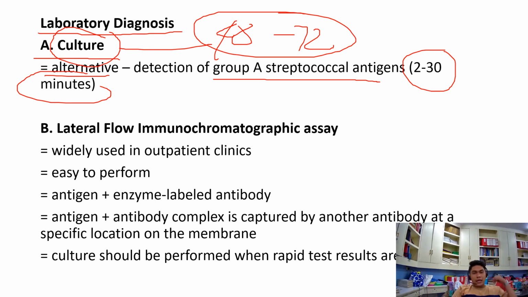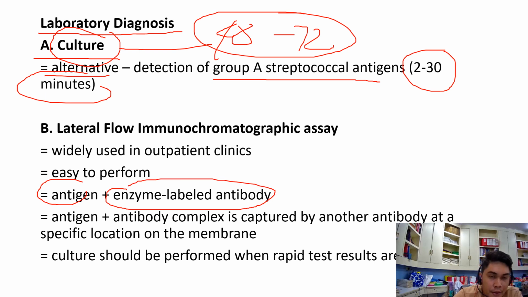Next is the lateral flow immunochromatographic assay. It's widely used in outpatient clinics and it's easy to perform. So the principle: first you have the reaction of the antigen, which is your group A antigen, and the enzyme-labeled antibody. If this is the sample well, your sample well contains antibody labeled with enzyme. This labeled antibody will react with the antigen present in the specimen. After that, you have the formation of the antigen-antibody complex. The next is the movement of the antigen-antibody complex along the test line.